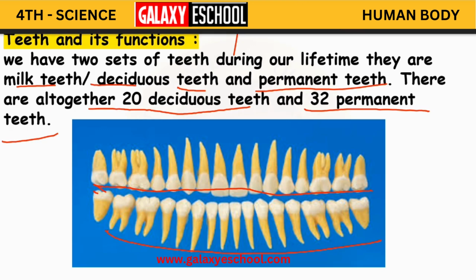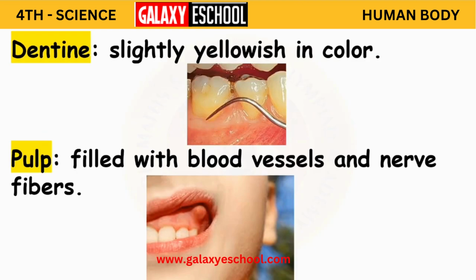Actually, we will not be able to see this yellow color part in our mouth. It is just inside. We can just see this white color enamel part. When you say teeth, we can just see the white color enamel part. Okay, so these are all 32 permanent teeth. Clear, children?